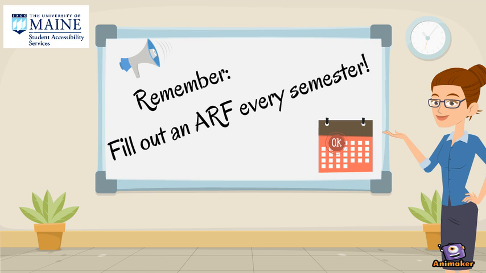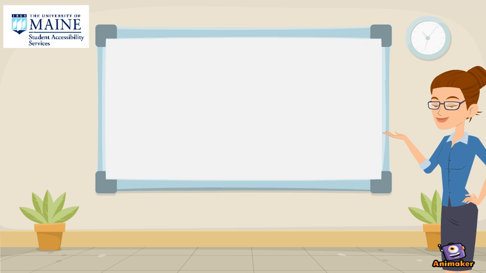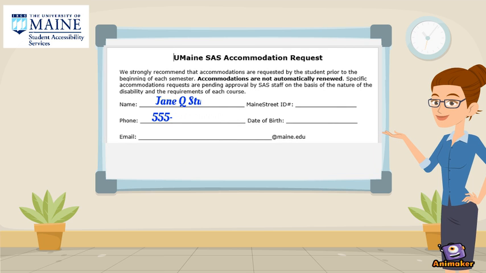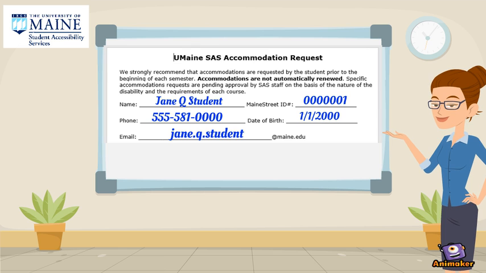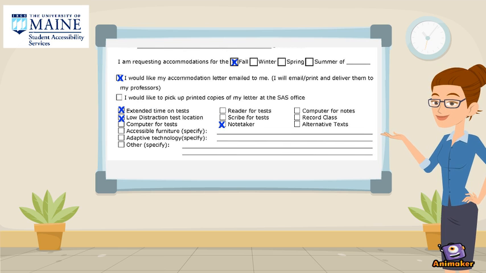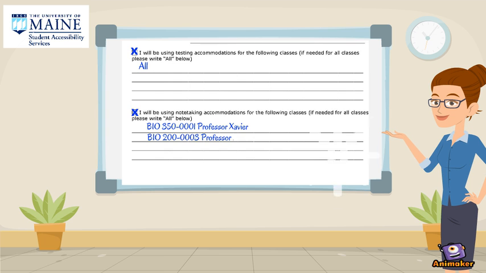Filling out the ARF goes fairly quickly. Complete the top section with your contact information and student ID. On the next section of the form, indicate the approved accommodations you are requesting. If you are using testing or note-taking accommodations, you will list those classes in the last section. See? Simple.